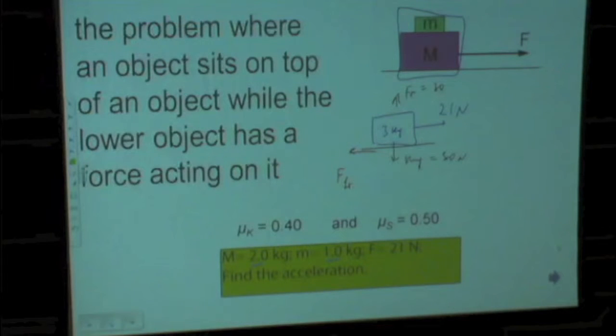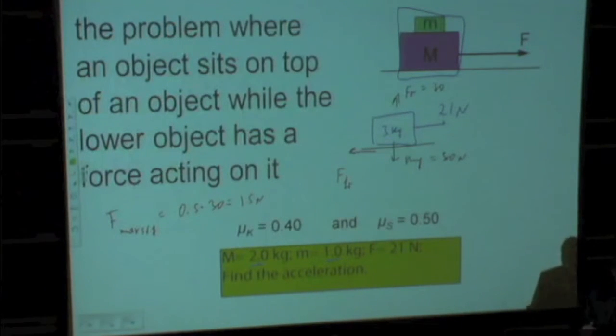Strictly speaking, we don't know yet what's happening. Is 21 sufficient to move it, or not? Static friction has a maximum value. The force of static friction can have any value from 0 to the maximum. The maximum value is equal to the coefficient of static friction, which is 0.5, times the normal force, which is 30. So that gives us 15 newtons. So if the applied force was 15 or below, nothing would be happening at all.